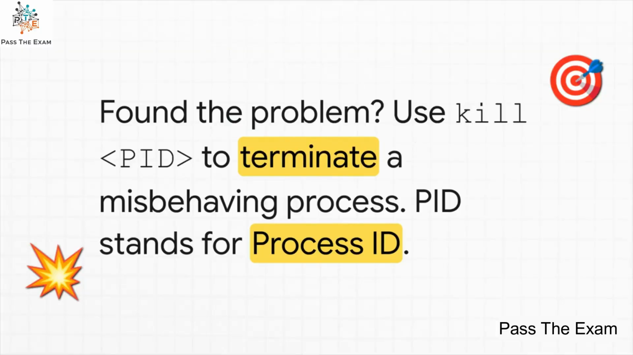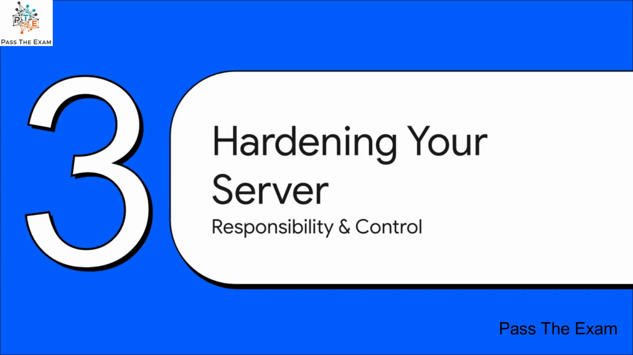So, you found the culprit. You've used ps or top to spot the misbehaving process. You'll see it has a unique number, its process ID, or PID. So what do you do? You take it out. You use the kill command followed by that PID and you shut it down. It's a direct, effective solution. And just like that, our admin has put out their first fire.